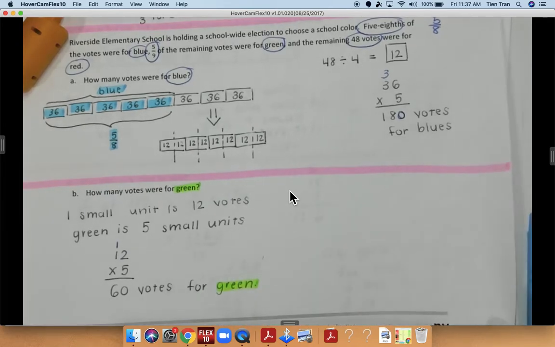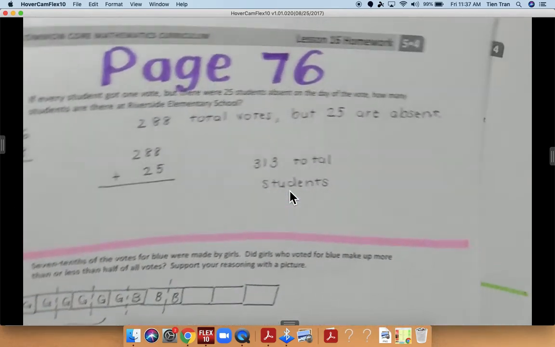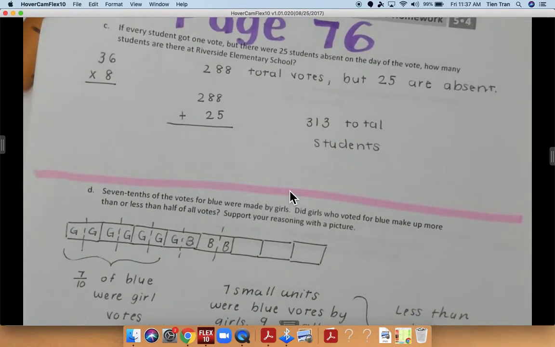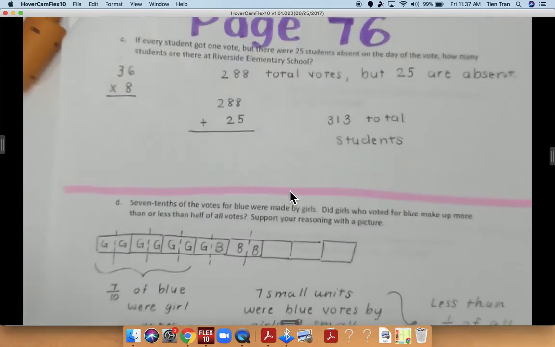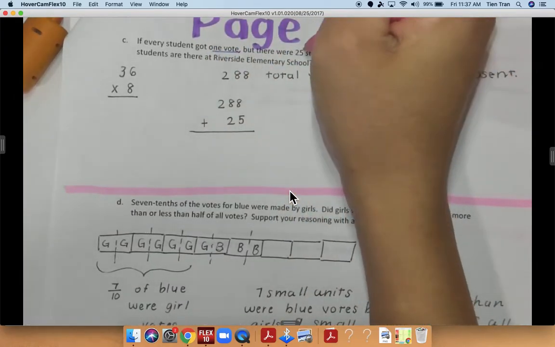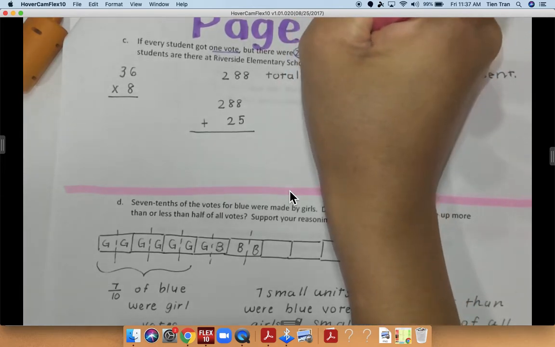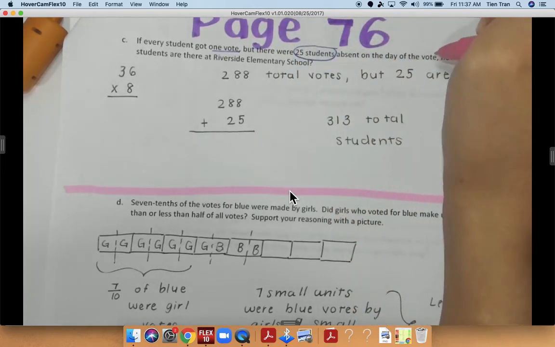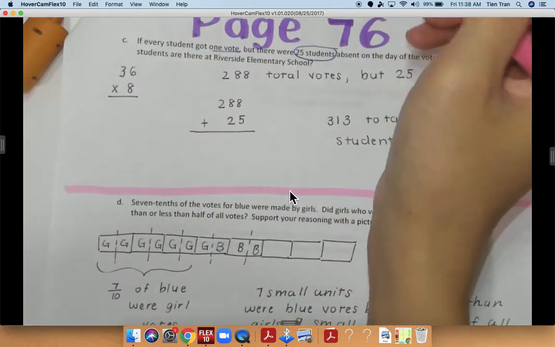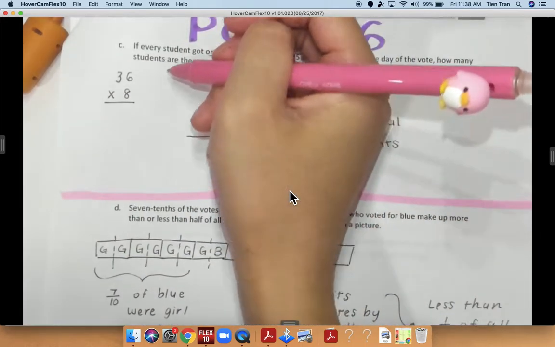Now I am going to turn the page. For the next page, on page 76, it says here, if every student got 1 vote, but there were 25 students absent on the day of the vote, how many students were there at Riverside Elementary School? To figure that out, I'm going to multiply 36 times 8.